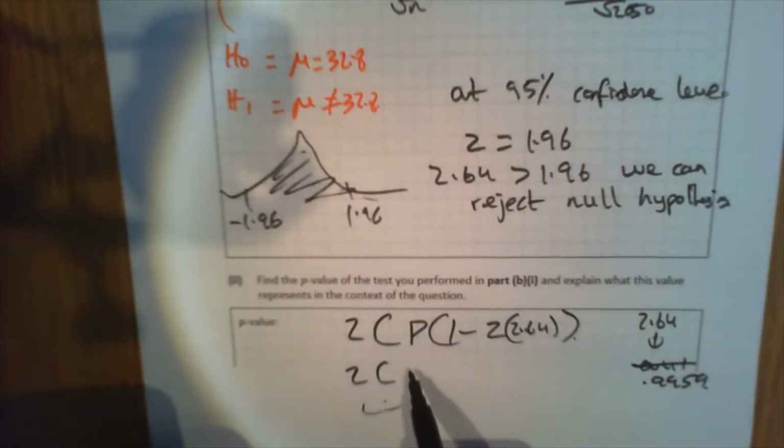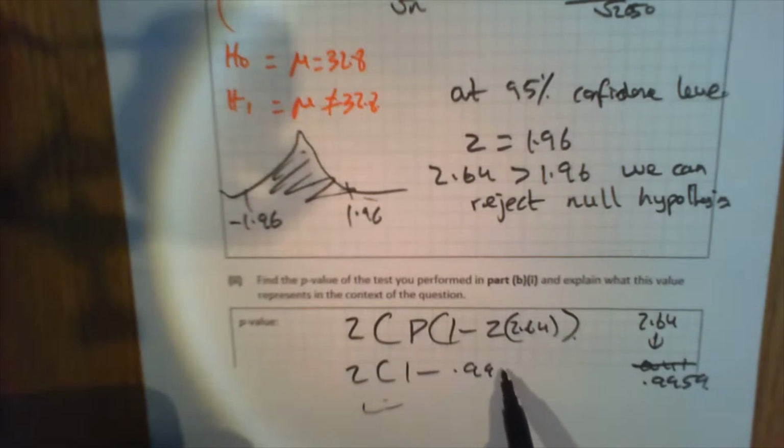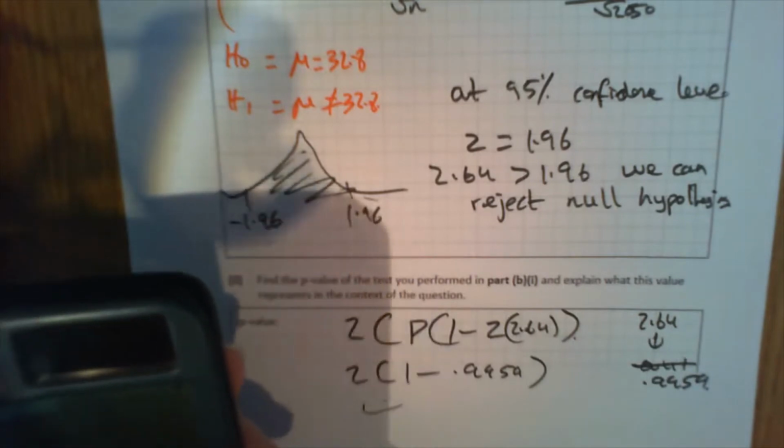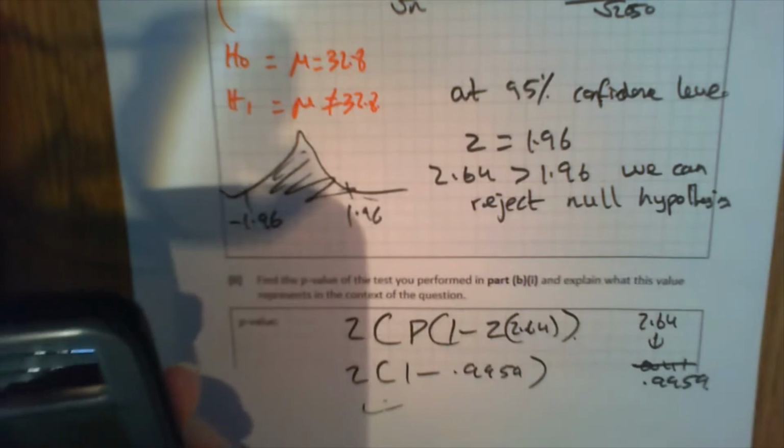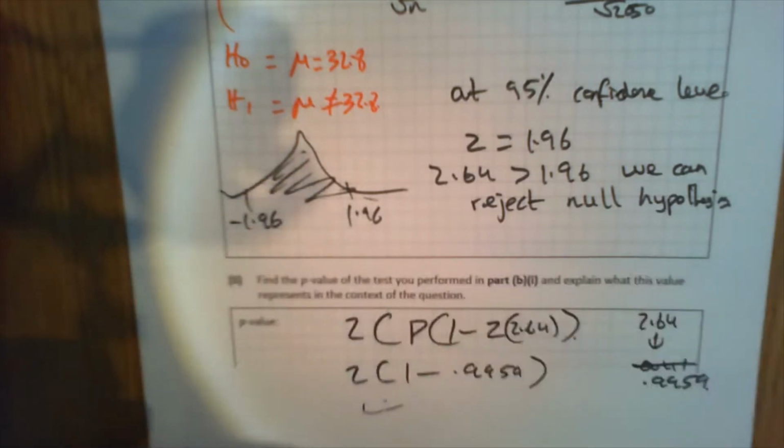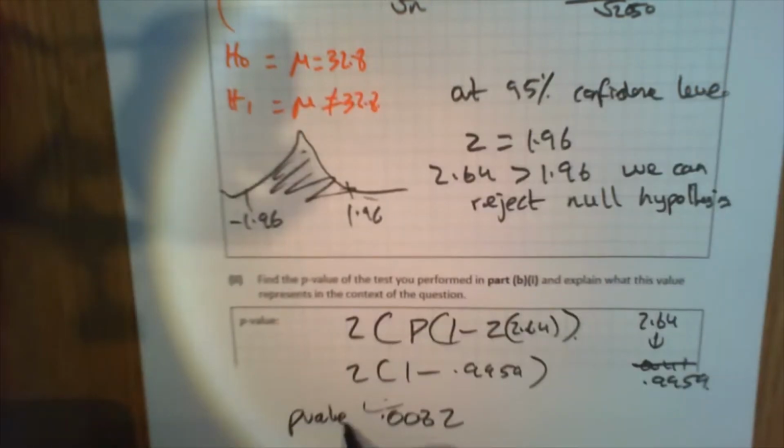0.9959. So when I take 1 minus 0.9959, I get 0.0041, and I'm going to double it. So 2 bracket 1 minus 0.9959 is 0.0082. That's my p-value, which is less than 0.05.